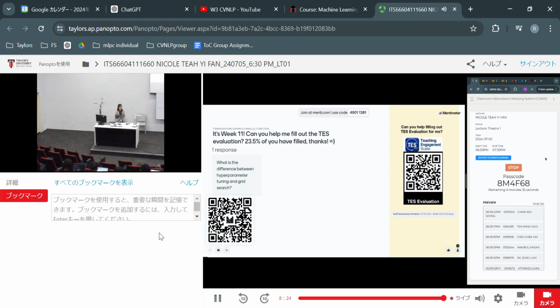Can every one of you try to answer these questions? Those questions are posted by me actually, because I have been receiving these questions for the past several days. So, can you try to answer these questions? What is the difference between hyperparameter tuning and grid search? And is it okay if a hyperparameter tuned model results in lower accuracy? Can you think about this?